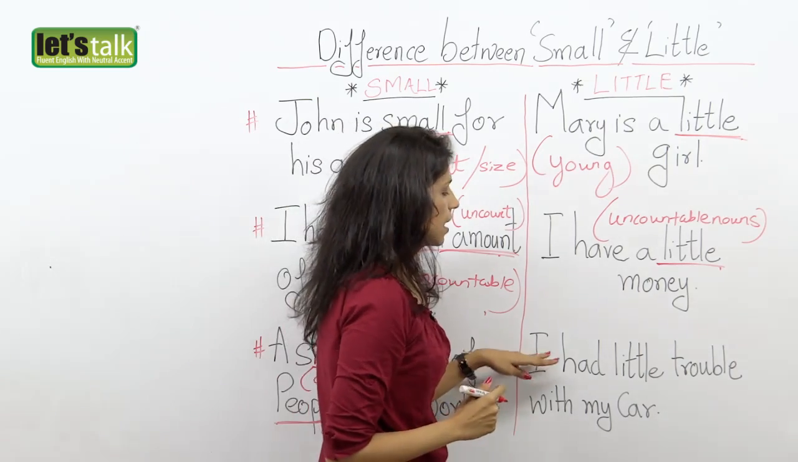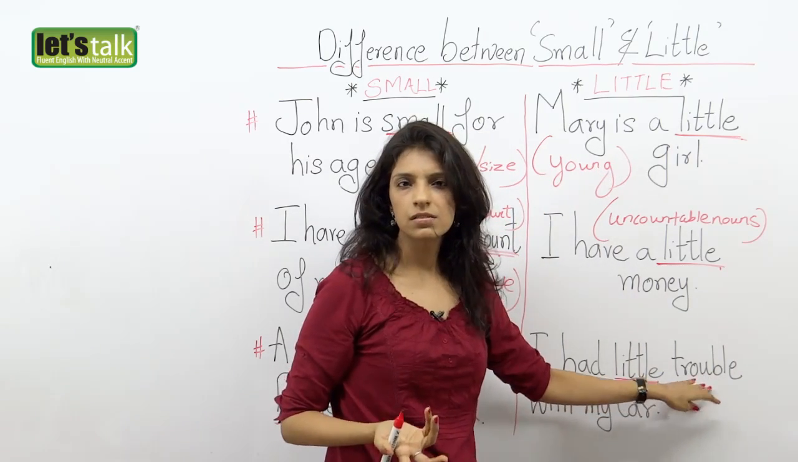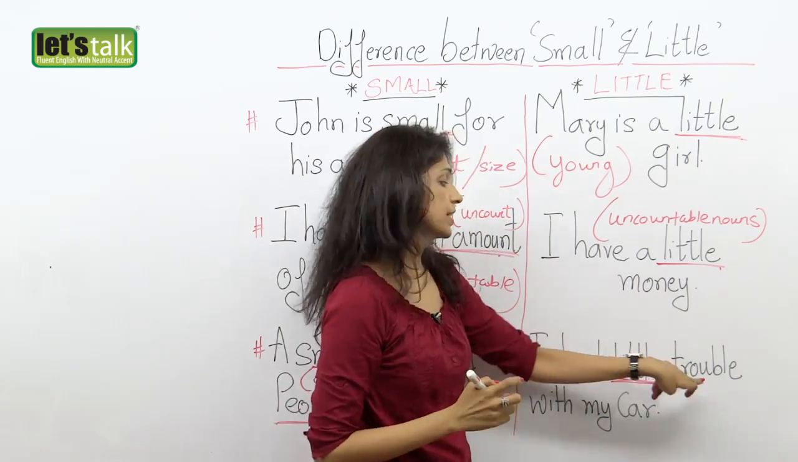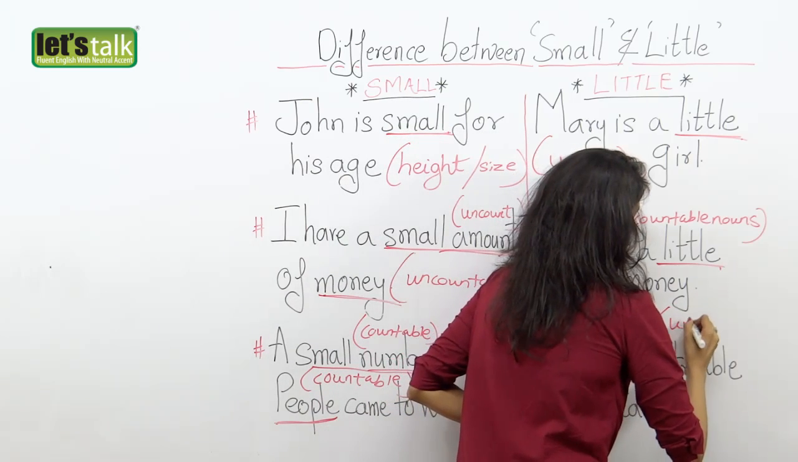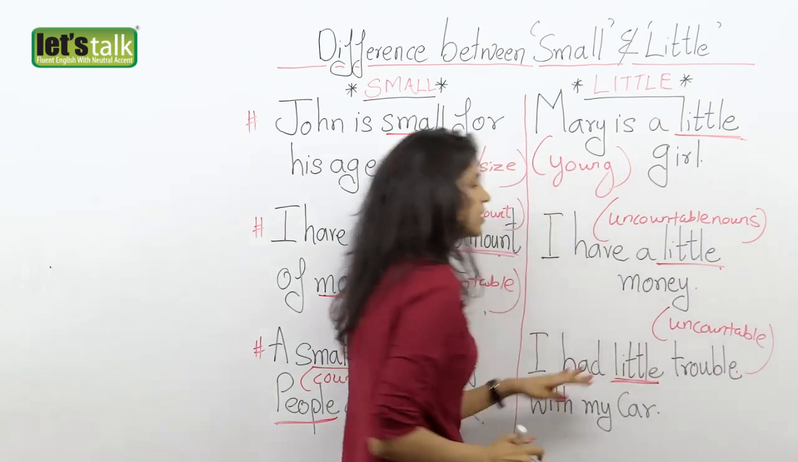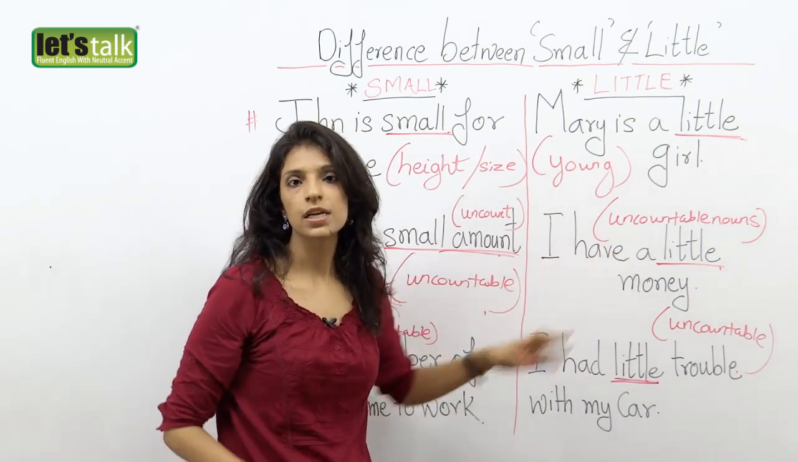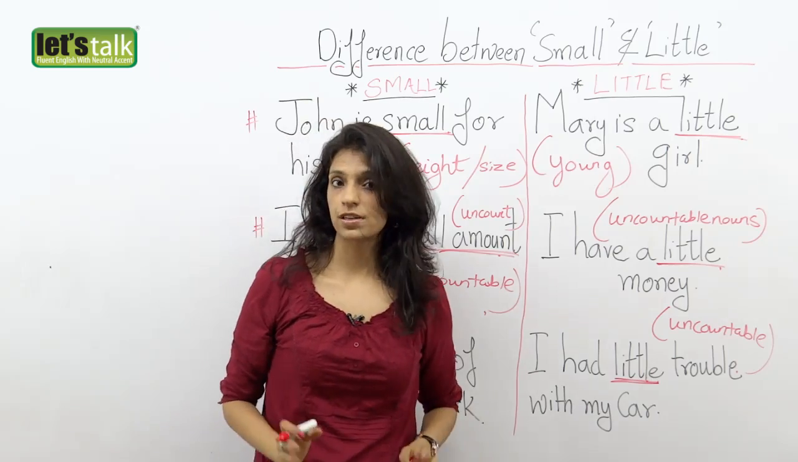Now in the example here, I had little trouble with my car. Can you count trouble? 5 trouble, 6 trouble? No, it's uncountable. So here we need to remember, little is always used for uncountable nouns, never for countable nouns.